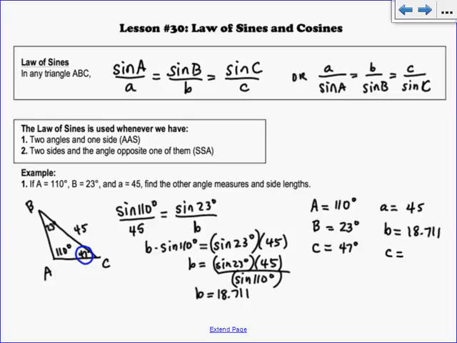Okay, so the last thing, if I want to find C, well, then that's when I'm going to have to use that 47, right? So I'm going to set it up. I'm going to say sine of 110 all over 45 equals sine of 47 all over little c. And we do the cross multiplying thing. Can you guys kind of do it in your head? Do I need to write out all those steps? See if you can get it.